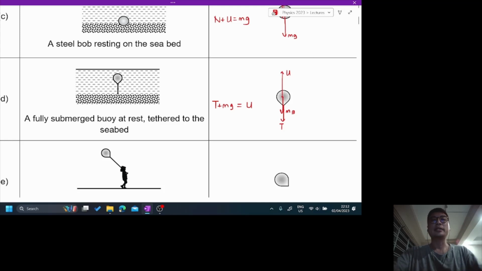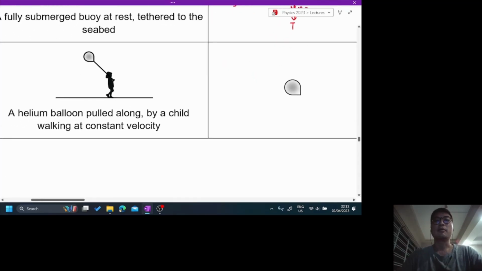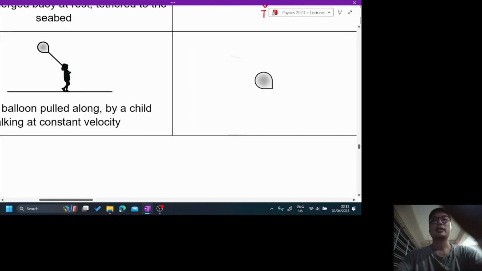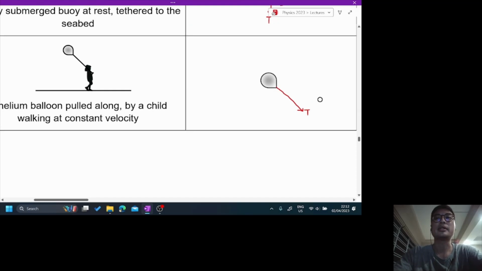Now let's take a look at the next example, which is a helium balloon pulled along by a child walking at constant velocity. Notice the first thing is that the tension is acting at a very strange angle in this direction. Now how can it be that the tension is pulling like that, but the object is moving at constant velocity?